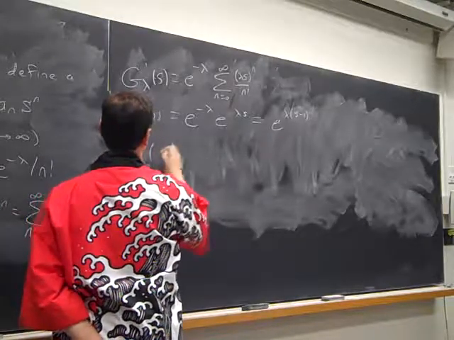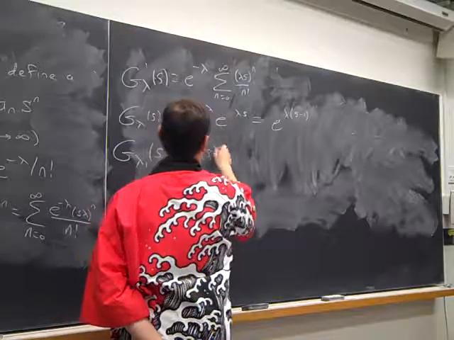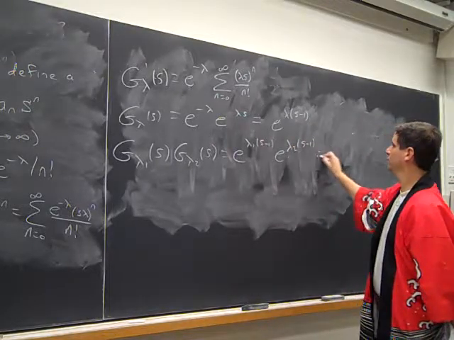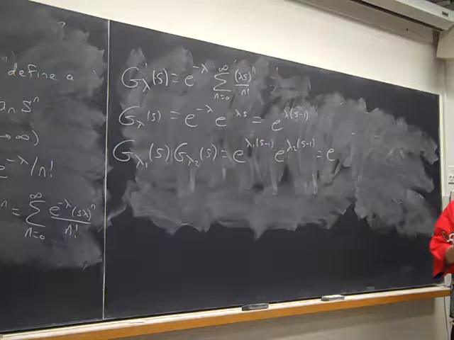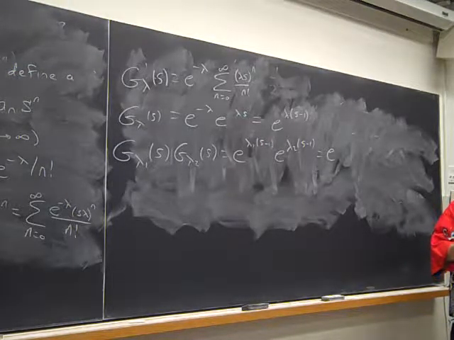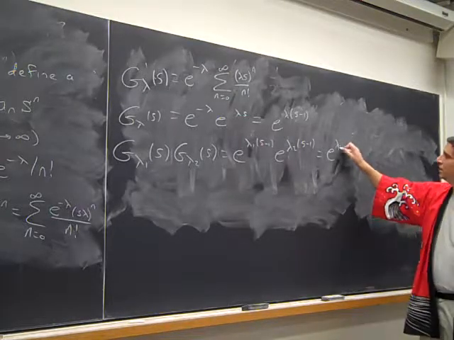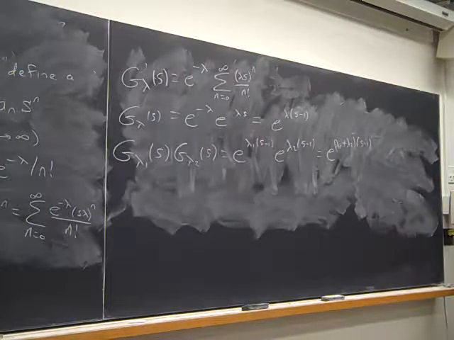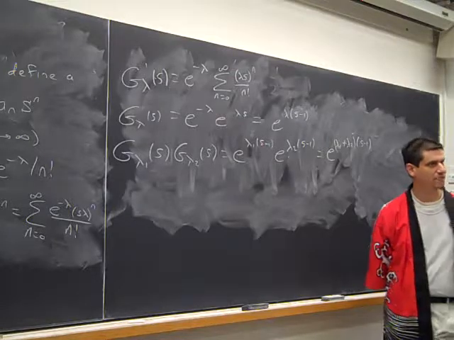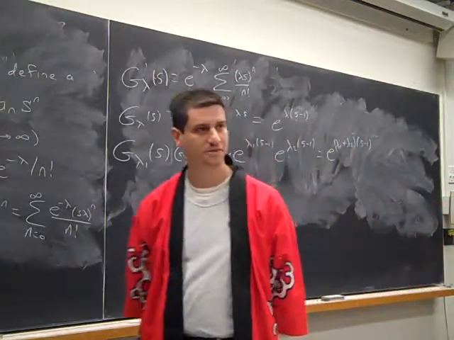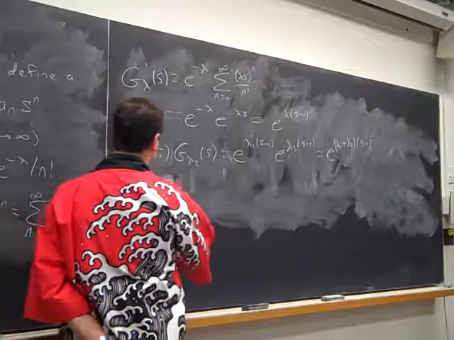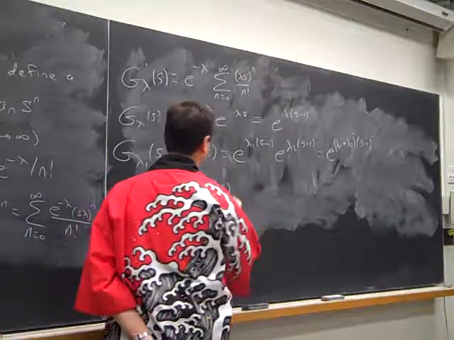So what if I took two Poissons and multiplied the generating functions? I would get e to the lambda 1 times s minus 1, times e to the lambda 2 times s minus 1. So what is that equal to? I'll have just e to the lambda 1 plus lambda 2, times s minus 1. Do you know any random variable that might have that as its generating function? Poisson. Yeah. This is just the generating function for Poisson with parameter lambda 1 plus lambda 2.